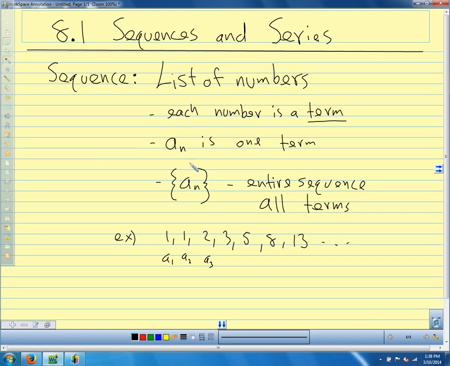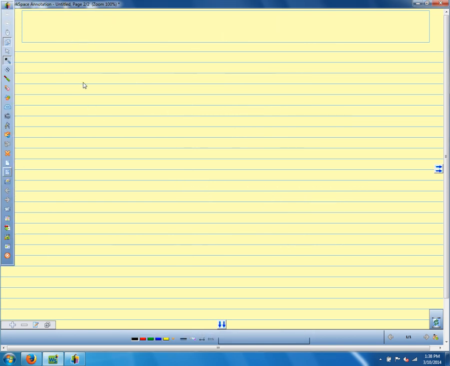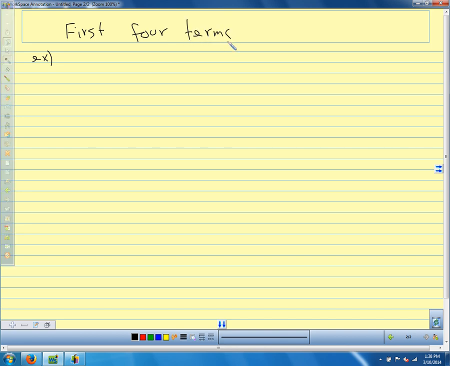So let's look at a couple of examples of writing out a sequence if we know the rule. Questions so far about what a sequence is? Okay, so let's write a few out. In these examples, we want the first four terms. We'll start with an easy one. a sub n equals 2n plus 5.